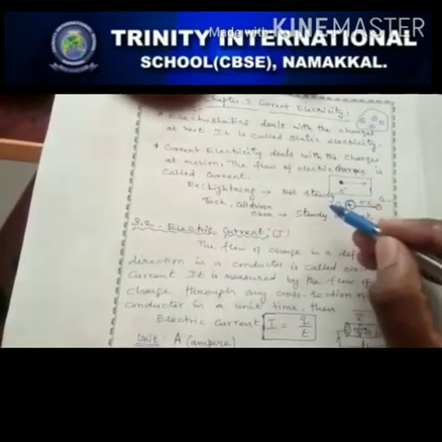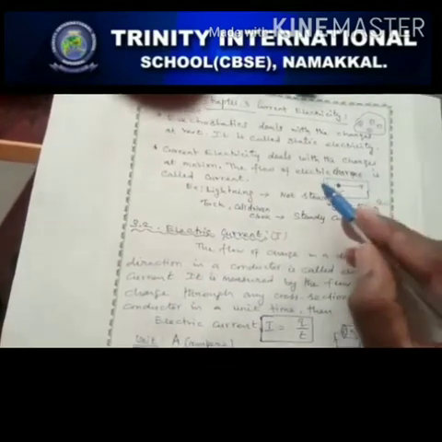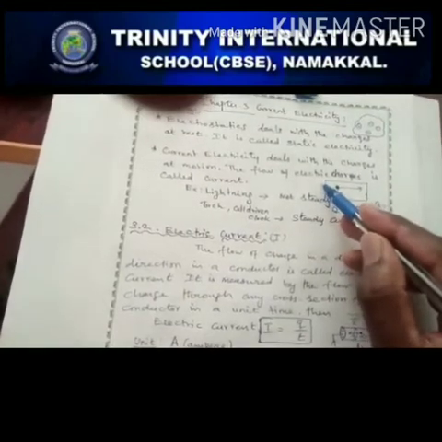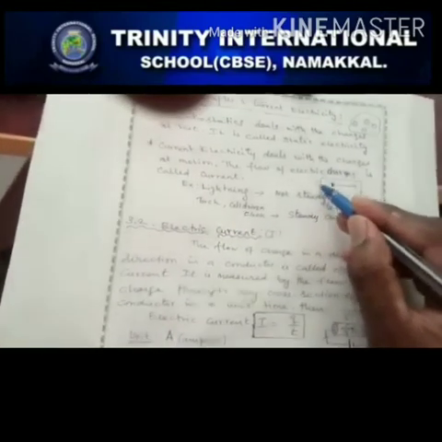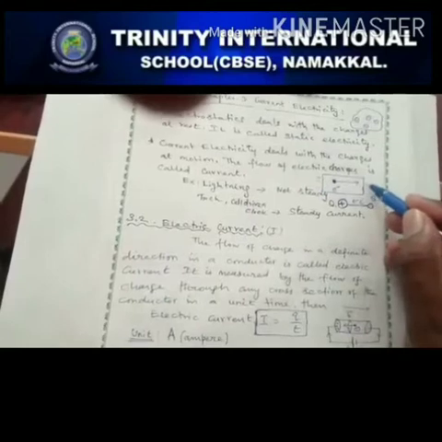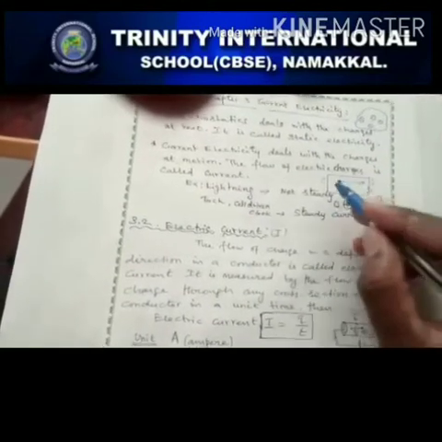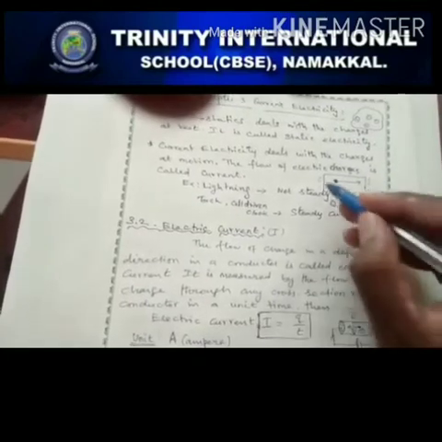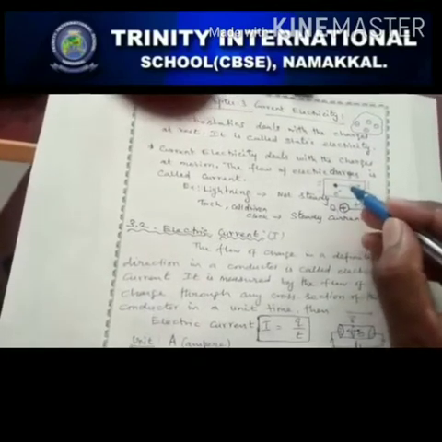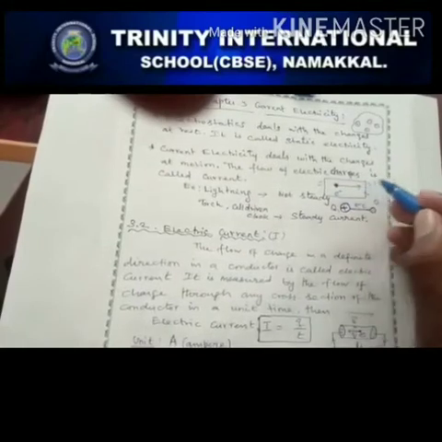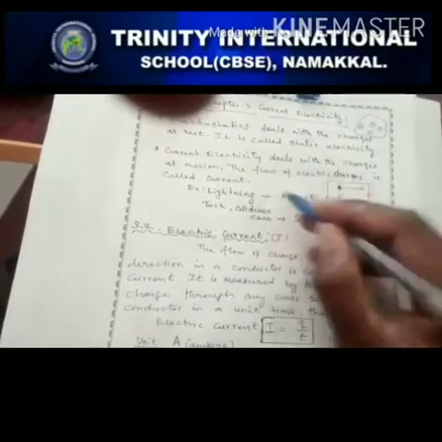When an electric field is applied across a conductor, or a potential difference is created across a conductor, only then will the electrons or any charges flow from one point to another point. So the net flow of charge towards a definite direction is called electric current.